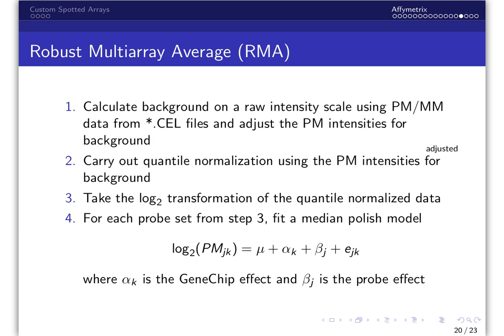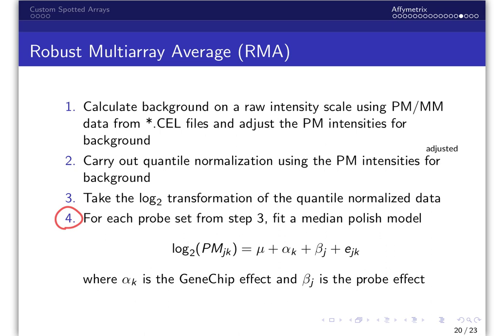Some researchers propose that expression summaries should be based only on the perfect match intensities. In fact, this idea is generally applied in the Robust MultiArray Average method, or RMA, which is the most commonly applied probe set expression summary for Affymetrix GeneChips. The steps for obtaining RMA expression summaries are to first calculate background and adjust the perfect match intensities for background. Then apply quantile normalization to the background adjusted perfect match intensities, log base 2 transform the results, and then fit a median polish model to each probe set.